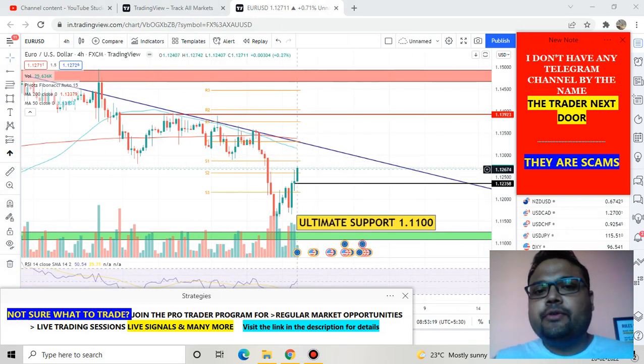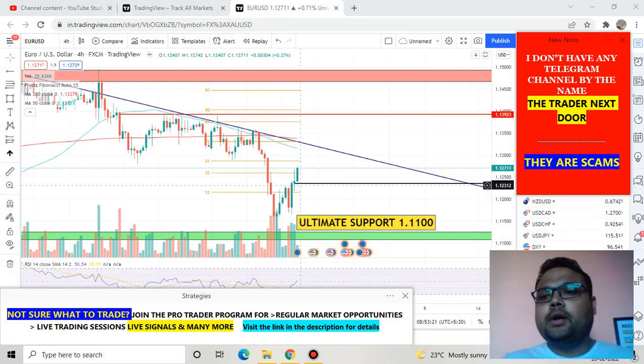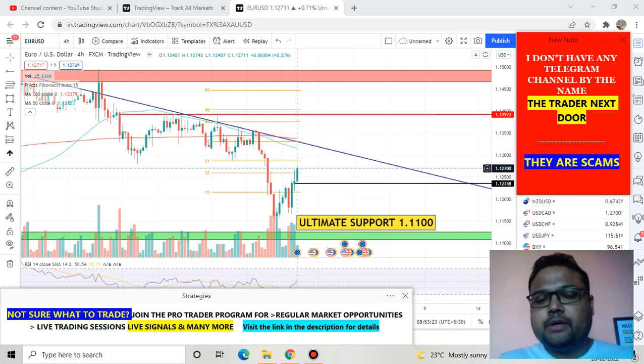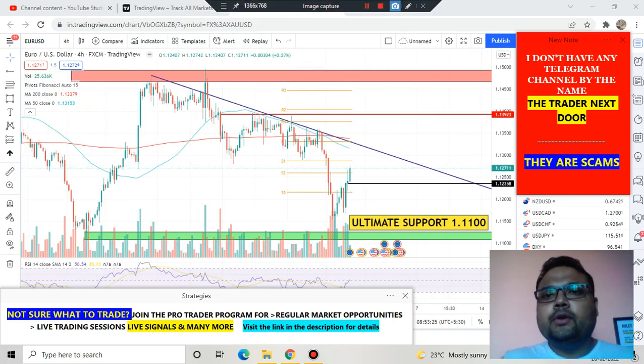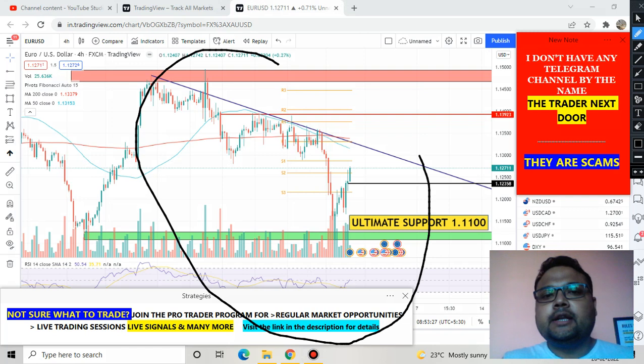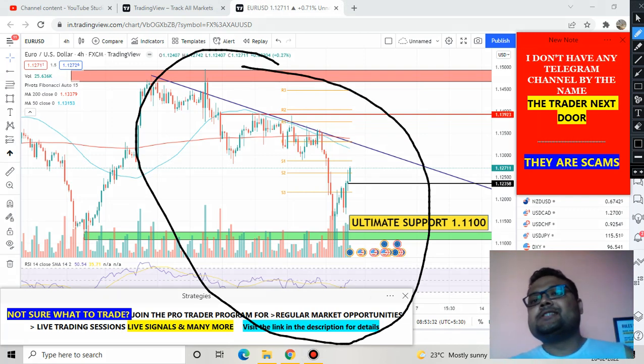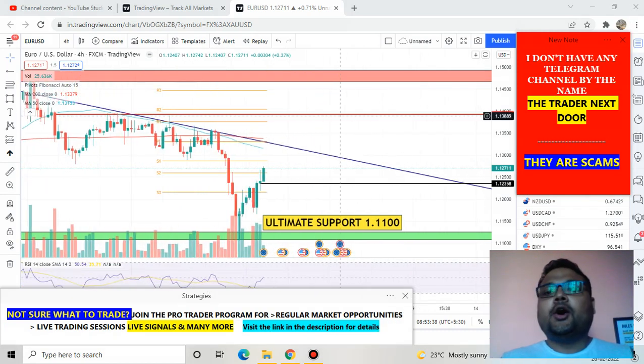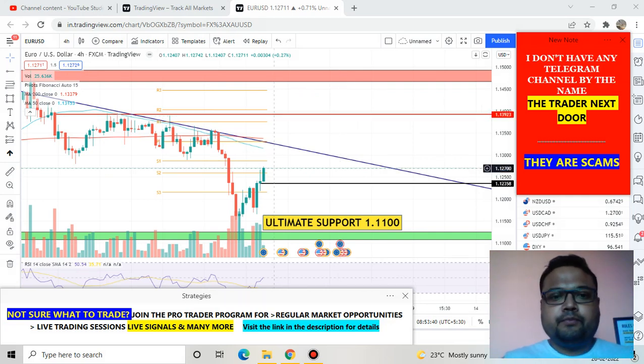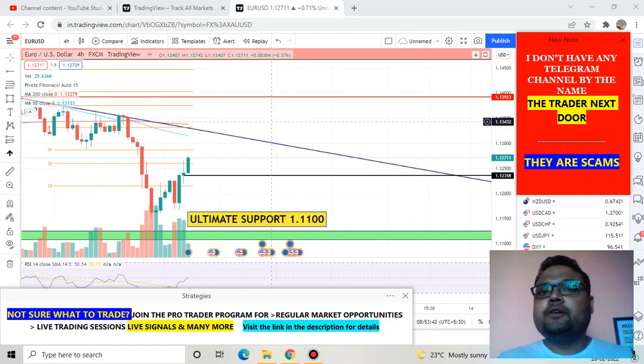The last traded price of Euro USD is 1.1271. So overall, if you look at the structure of Euro USD here, then obviously it is very much towards the downside. But as we all know, there are some geopolitical factors that are influencing the market, so we must consider all the factors here. Right now the market is in recovery mode.